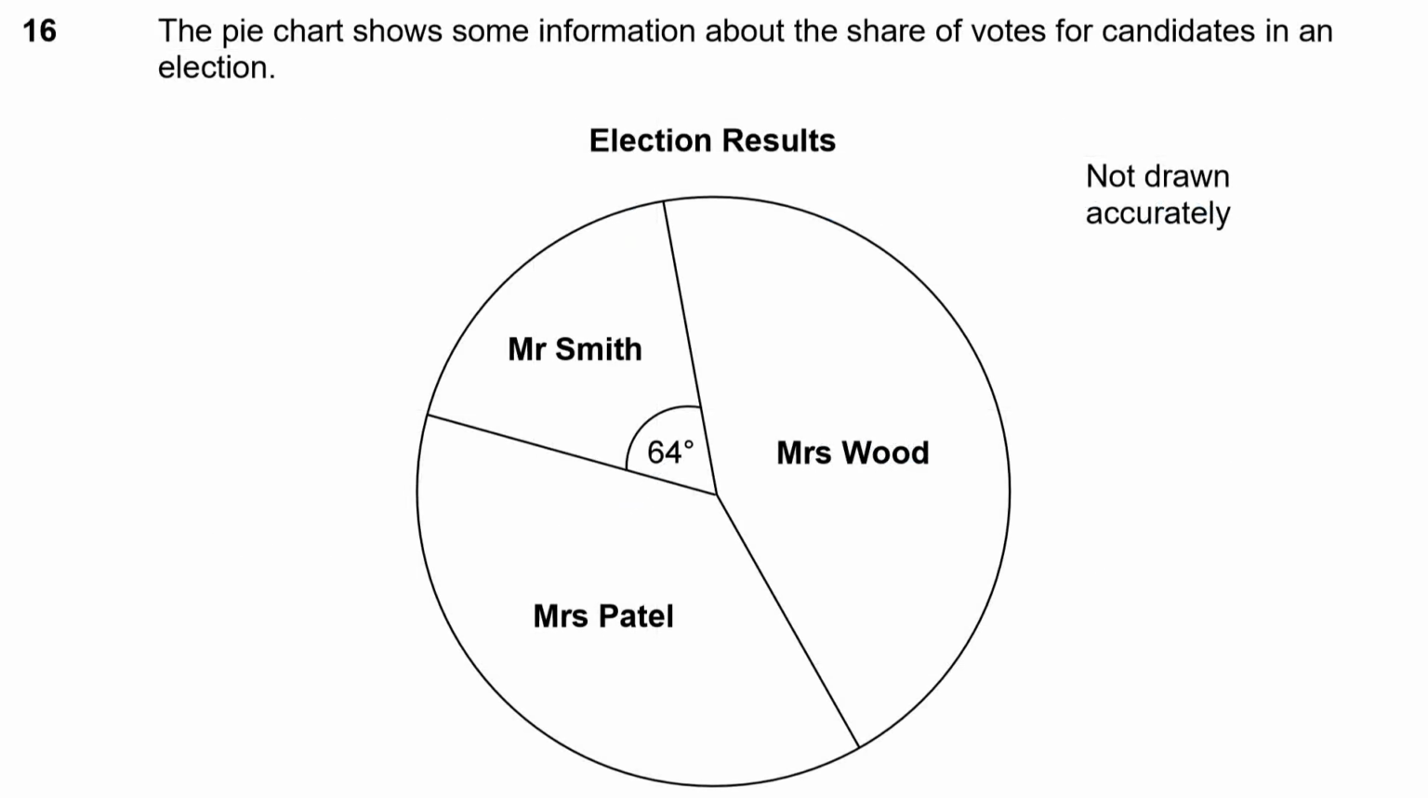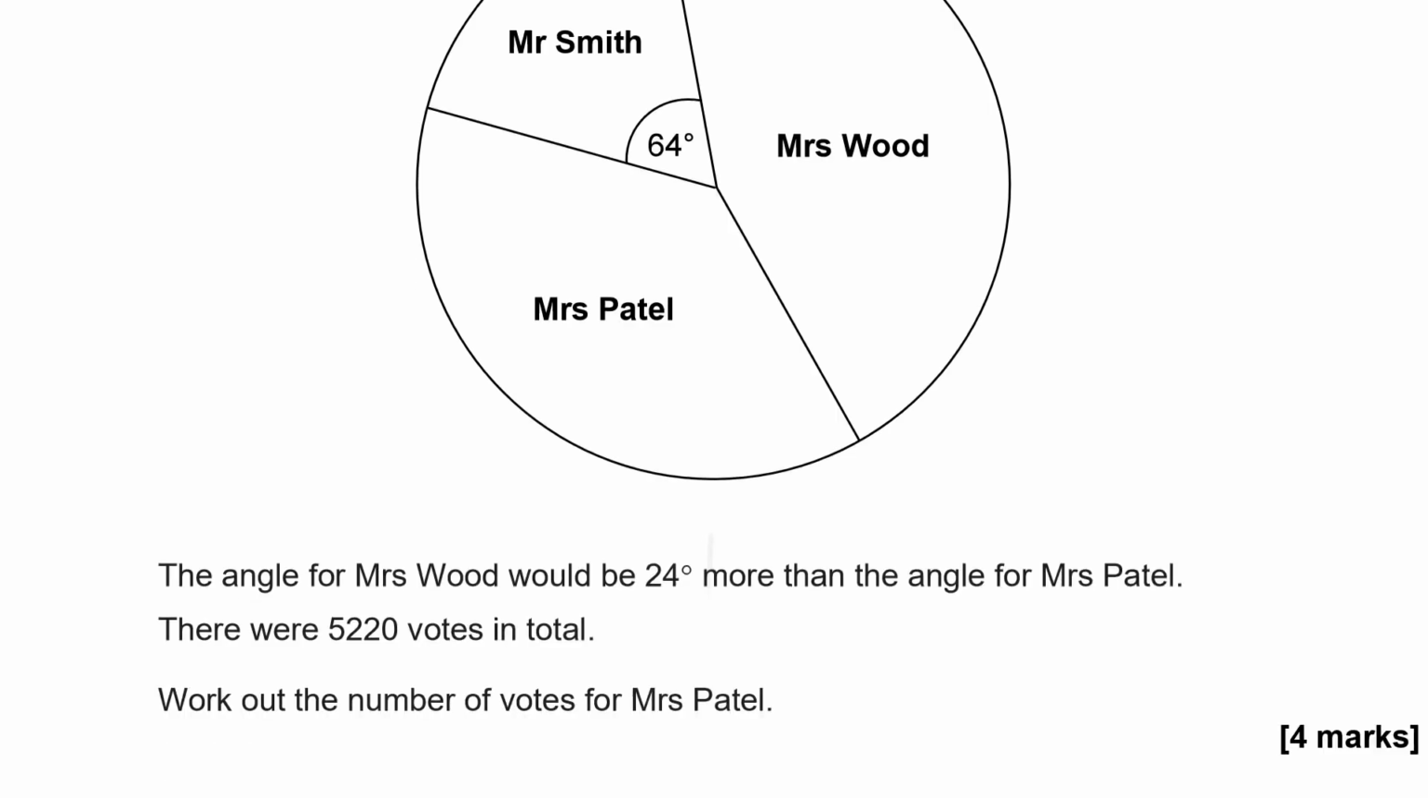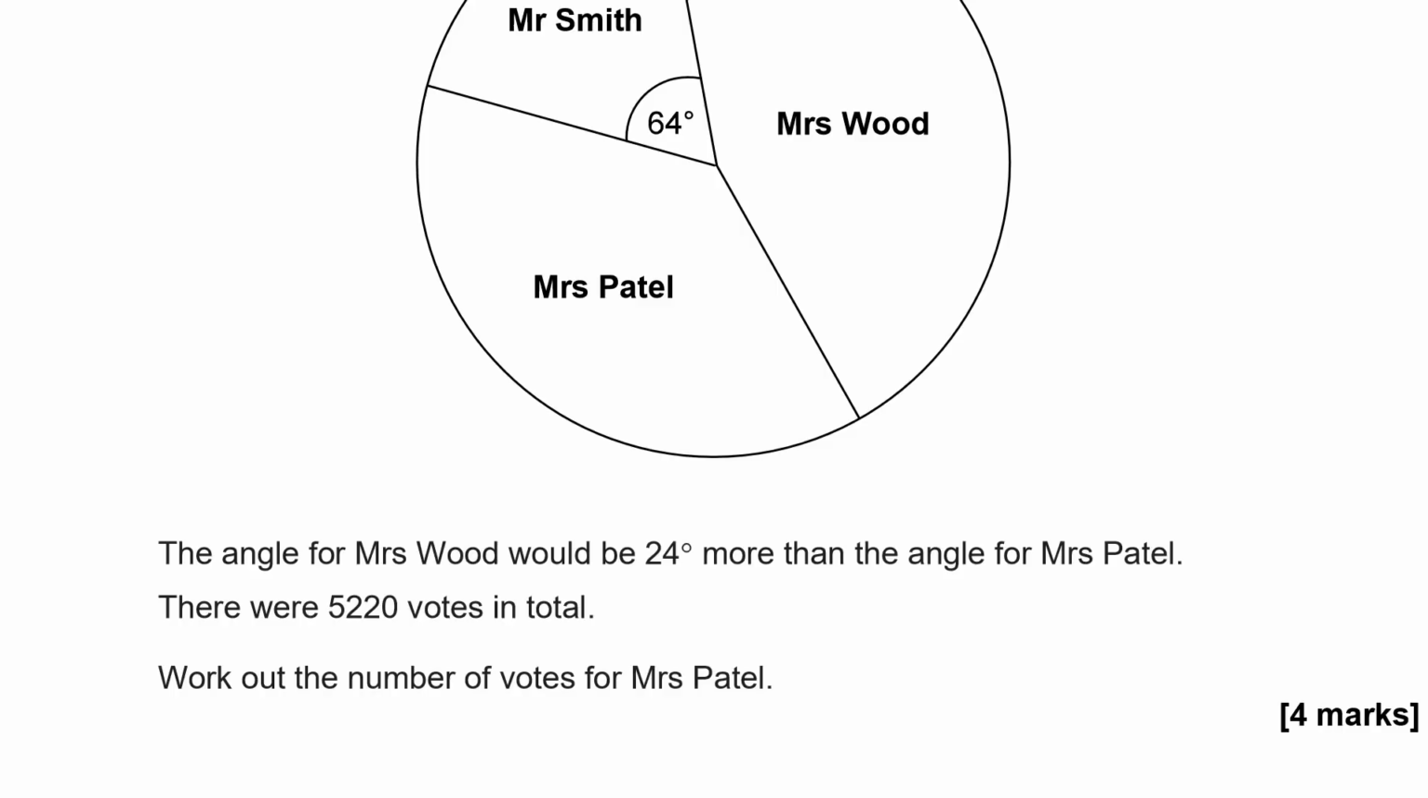Question 16. The pie chart shows some information about the share of votes for candidates in an election. And we're told that it's not drawn accurately. Now it says the angle for Mrs. Wood would be 24 more than the angle for Mrs. Patel. There are 5,220 votes in total. Work out the number of votes for Mrs. Patel.